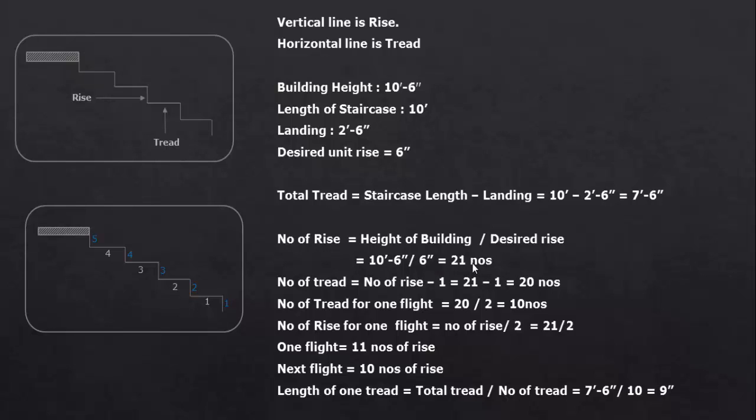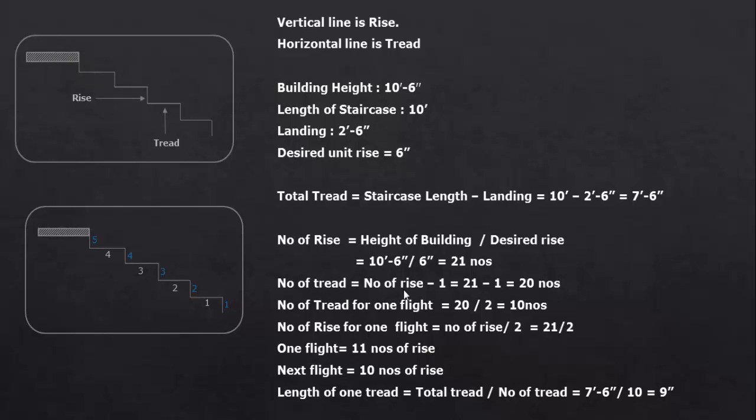Now we have to calculate number of treads. Number of treads is number of rise minus 1. So 21 minus 1, that is 20 numbers. So why do we deduct 1 here?